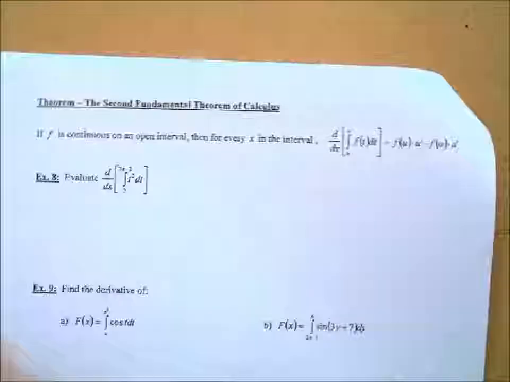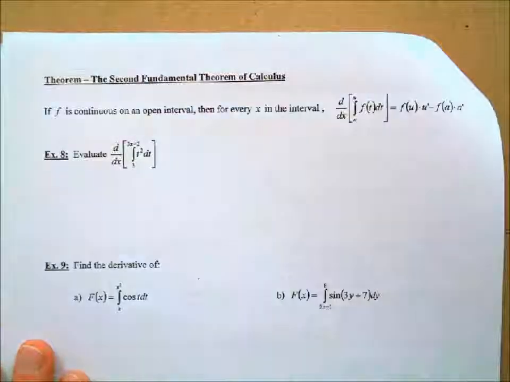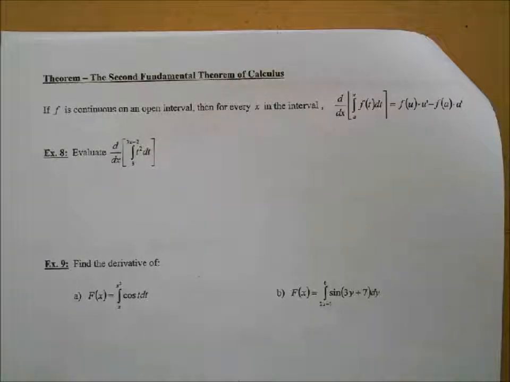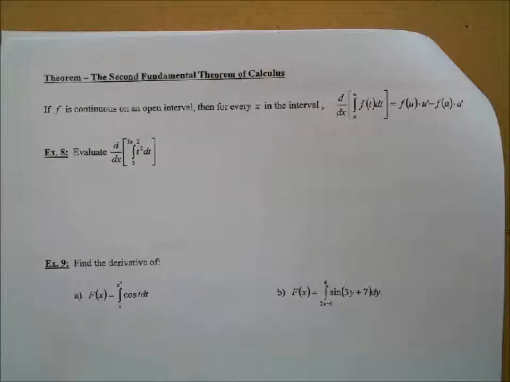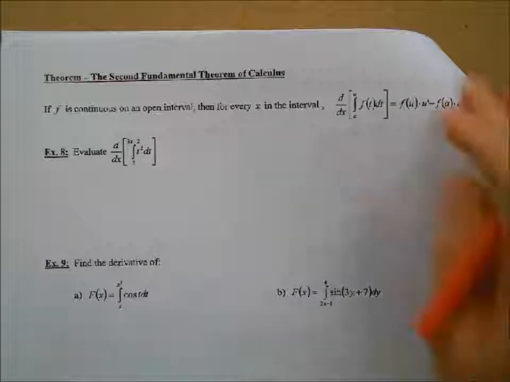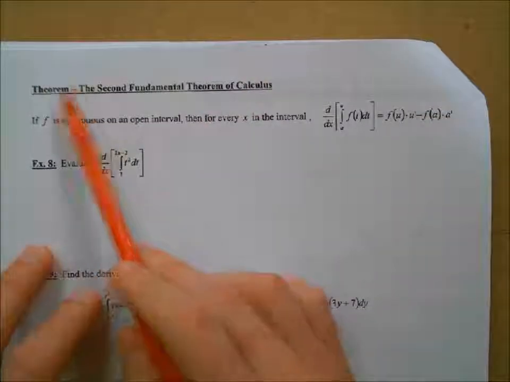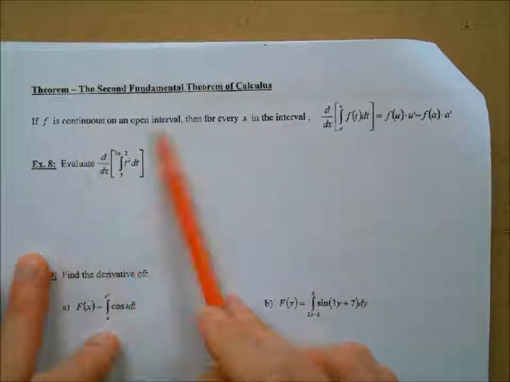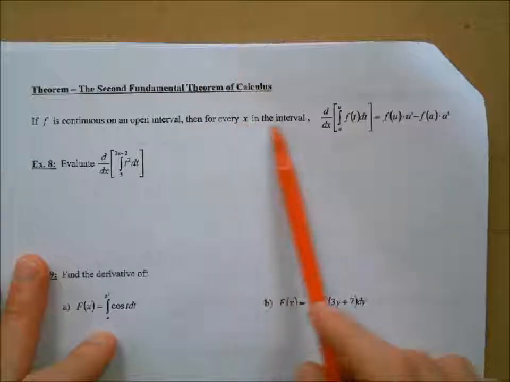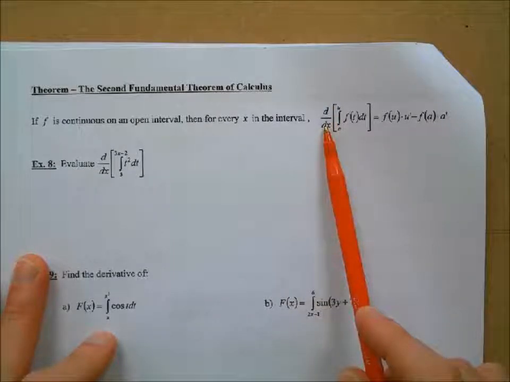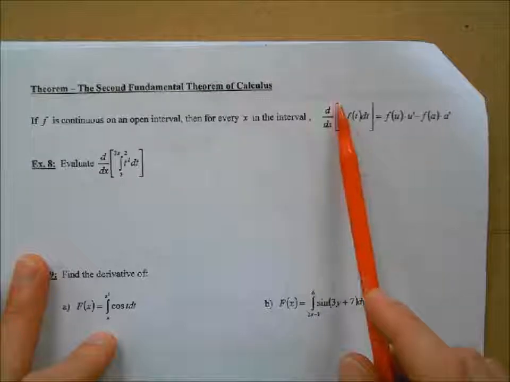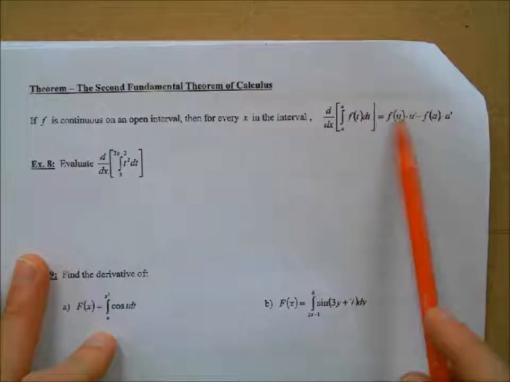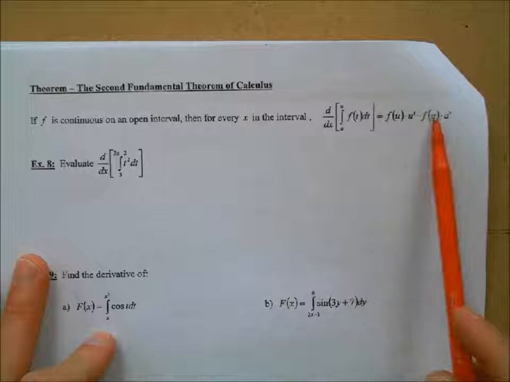That is the second fundamental theorem of calculus. Right there on the next page. Okay, so theorem, the second fundamental theorem of calculus. If f is continuous on an open interval, then for every x in the interval, the derivative with respect to x of the integral from a to u of f of t dt equals f of u times u prime minus f of a times a prime.